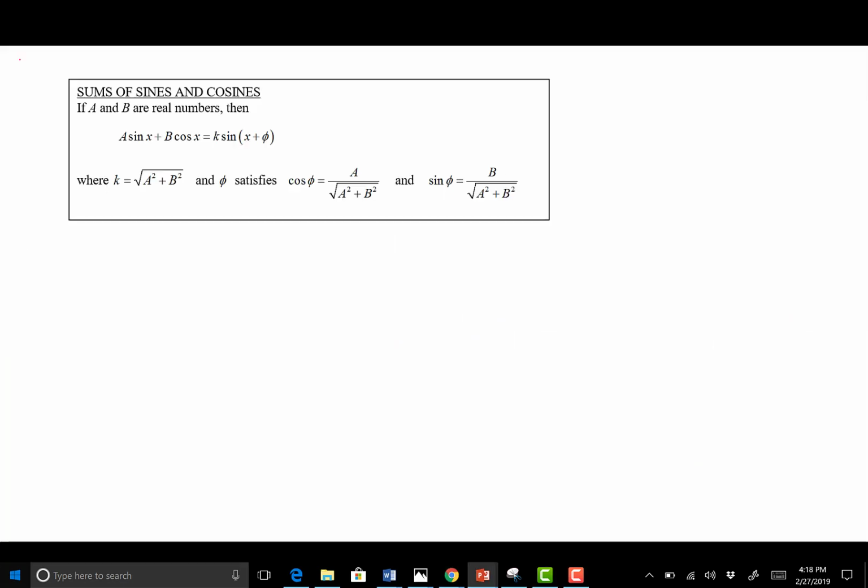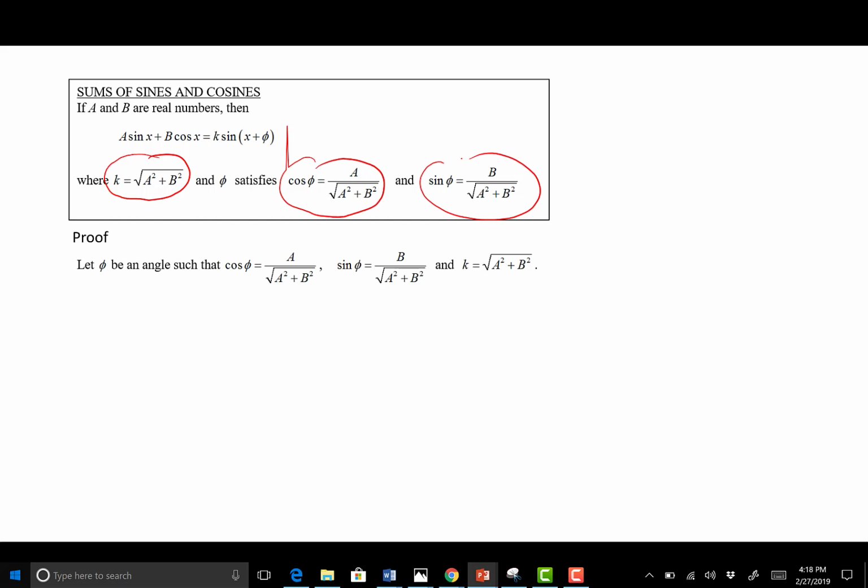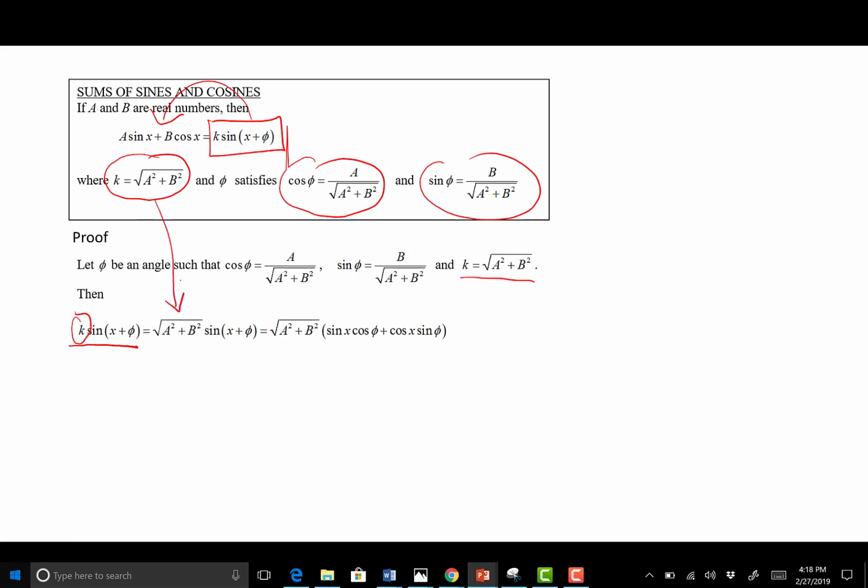Okay, so I'm going to go ahead and do my proof. And what I'm going to do is start by letting these three things be true. So that's how we say, let theta be an angle such that the cosine and sine are as it indicates, and k is this lovely square root. And then I'm going to take this right-hand side and play with it and turn it into the left-hand side. So there's the right-hand side. I'm going to take this k, and instead of writing k, I'm going to put the square root in there.